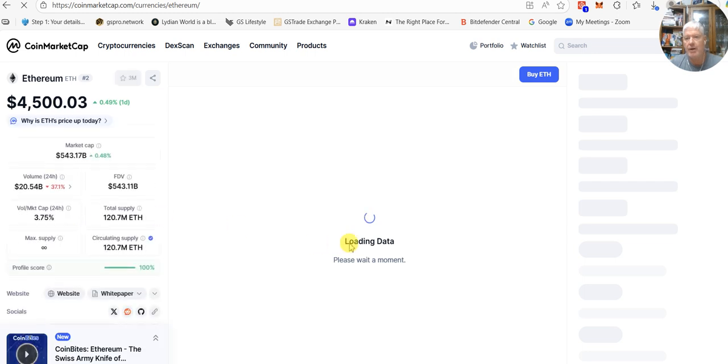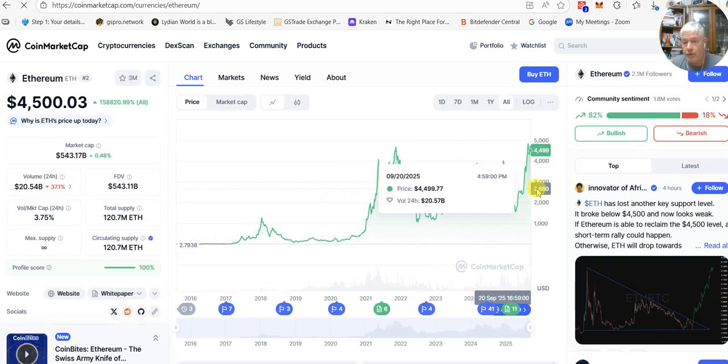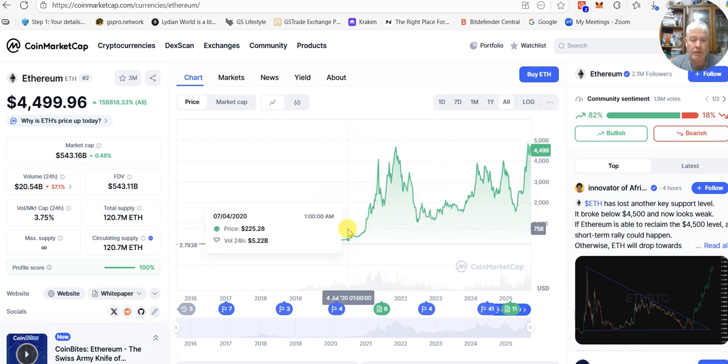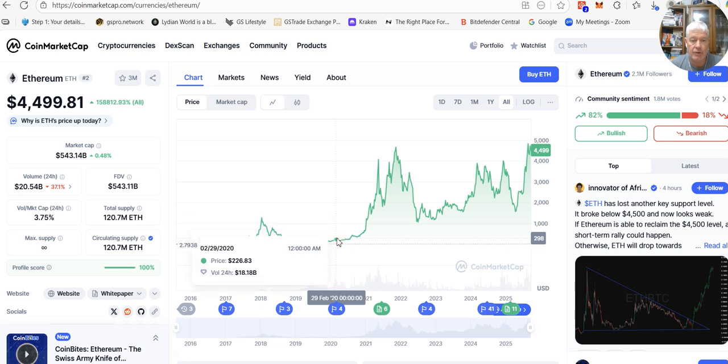Because you can click on Ethereum and look at the all-time graph as well. You can go back 5 years. So what was the coin 5 years ago? It was sitting at $226, for instance. Now it's 4,499, right? Dollar cost averaging.